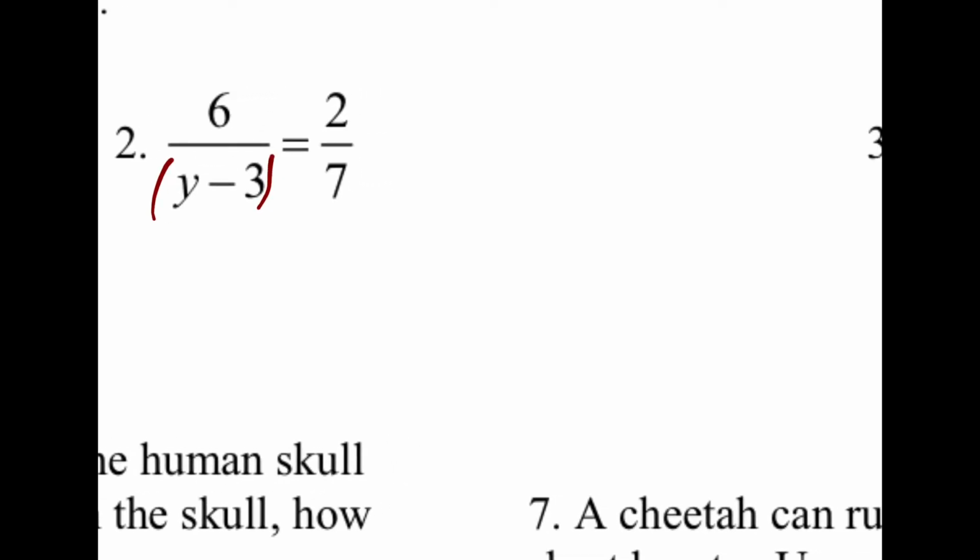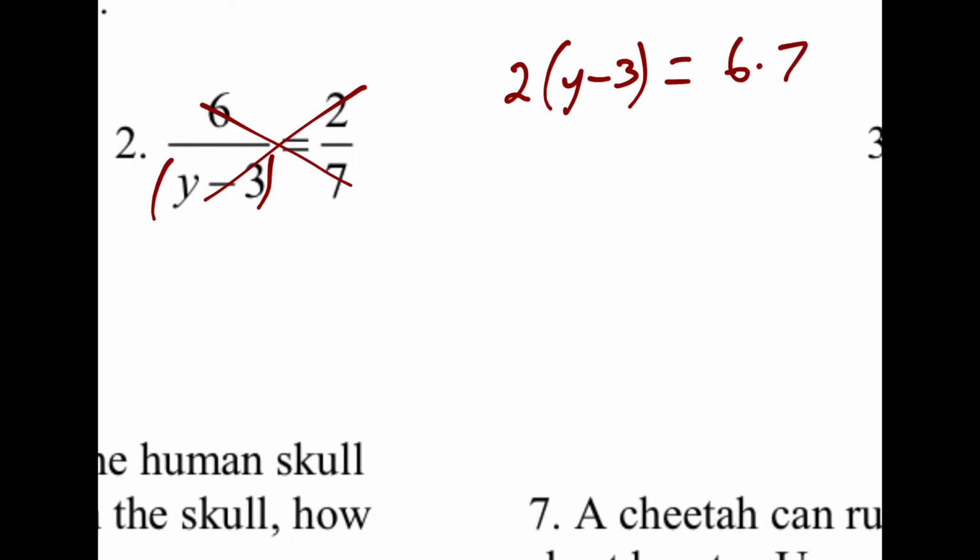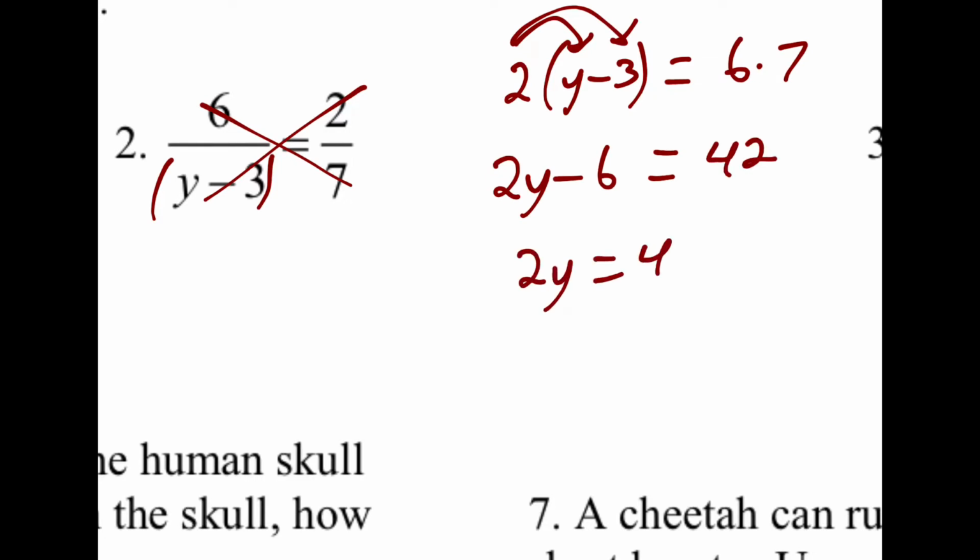But sometimes the cross-multiply method is really necessary, especially when you see things like this, where you have y minus 3. You should put parentheses there. That way when you cross-multiply, you get 2 times y minus 3, and you set that equal to 6 times 7. So once you distribute, you end up with 2y minus 6 is equal to 42. Now we're back to a two-step equation. 2y is 48, and y is 24.